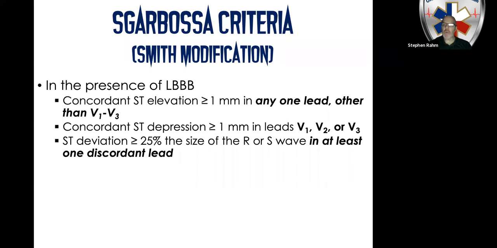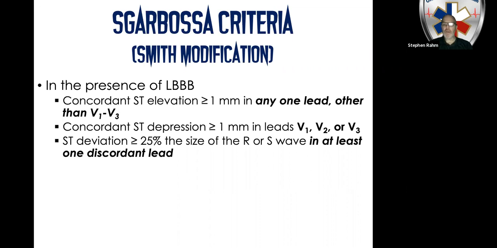And if you do see concordant ST elevation, is it 1 millimeter or greater? If you do find that, this is actually a very specific finding for acute coronary occlusion. The sensitivity is only about 40 to 45%, but the specificity is much higher, which simply means if the patient were not having an acute MI, you would not expect to see that. And that's simply what specificity is. So that's the first criteria. This is as Elena Sgarbossa originally published it. Dr. Smith revalidated it and said, yes, that is still a very specific finding in patients with left bundle branch block and acute coronary occlusion.